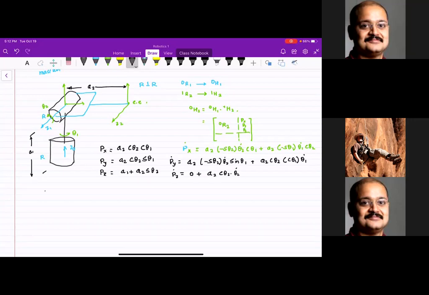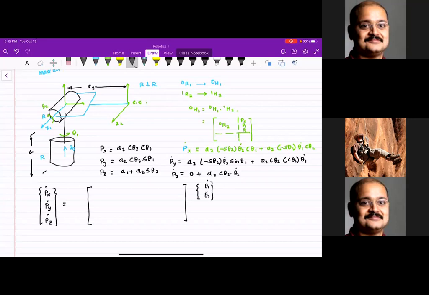Now what I need to do is write this down, something like this: Px dot, Py dot, Pz dot. There will be a big matrix here, and here there will be theta 1 dot, theta 2 dot. Tell me, what should I write here? And how do I find that out?